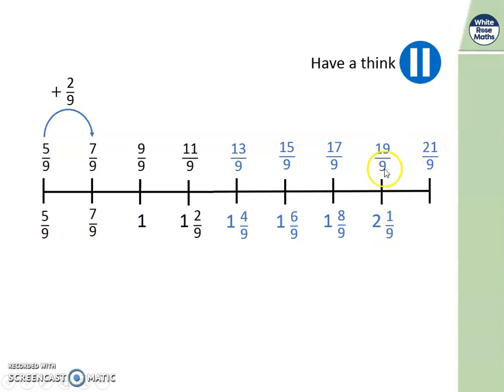We could look at that and say how many 9s in 19? There are 2 9s in 19 because it gets us to 18 with 1 more left over. And here we just add another 2, so it's 2 3 9ths.